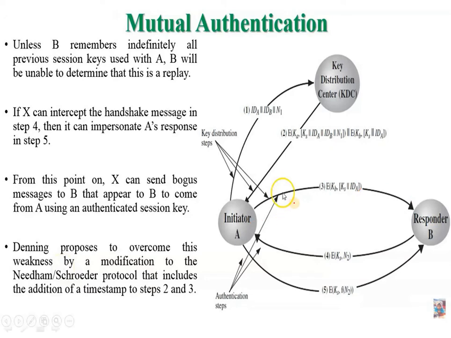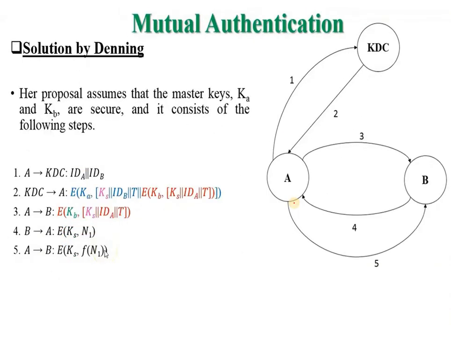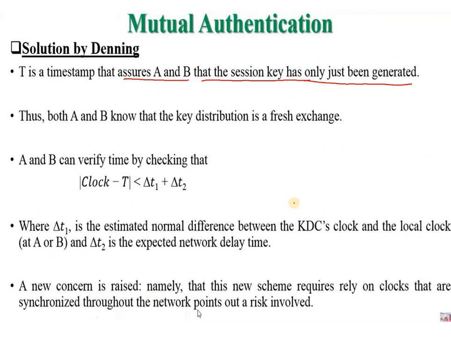Now since we have added the timestamp, we come to know whether it is a freshly generated session key or a previously generated session key. Thus both A and B know that the key distribution is a fresh exchange. So how will A and B verify the timestamp? It is by using this formula.